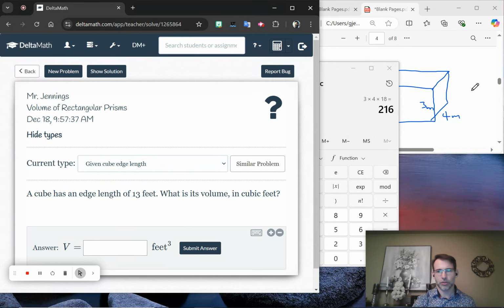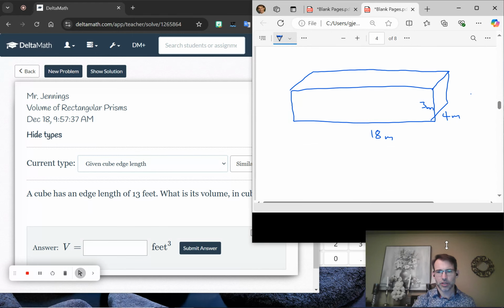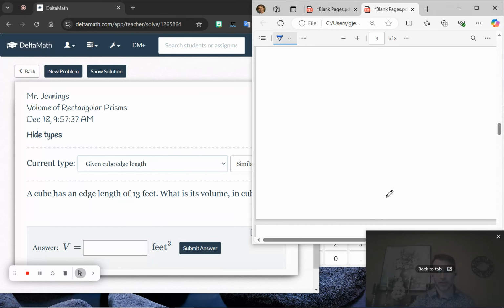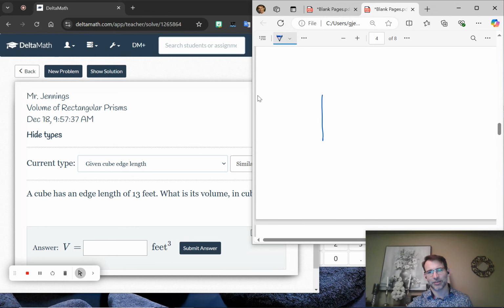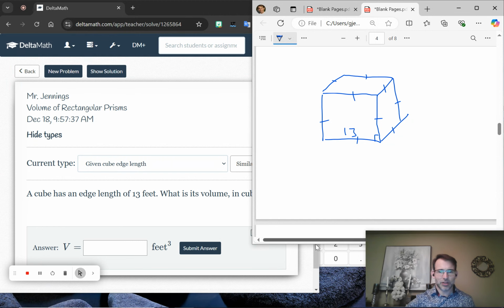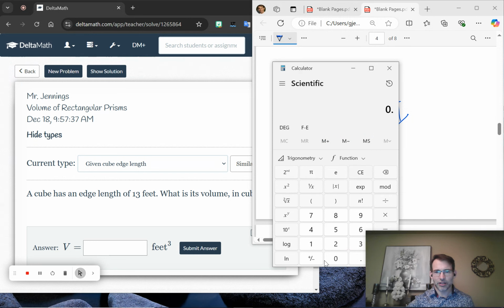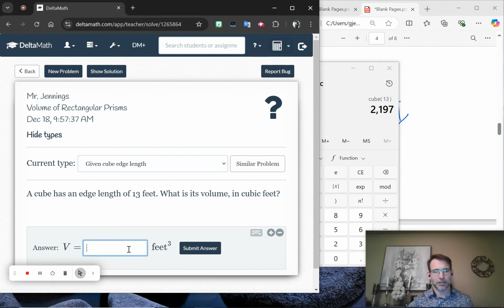Okay, and then some other types given cube edge length. So we can have cubes too in these problems. So suppose I have a cube with an edge length of 13. Oh man, we were looking at this yesterday and I don't remember what 13 cubed is. So this is 13 and they're all the same. This is a cube that I'm drawing for us. They're all the same length. So these little ticks say all of these edges are the same and that's a right angle. So it's 13 times 13 times 13. Here's how you can do these on your calculator. There. 13 cubed, 2197.